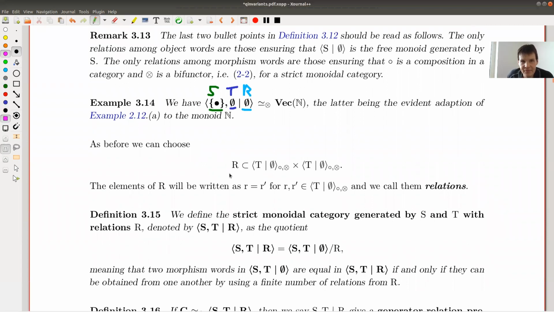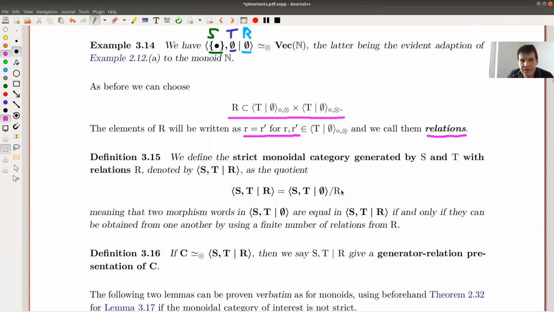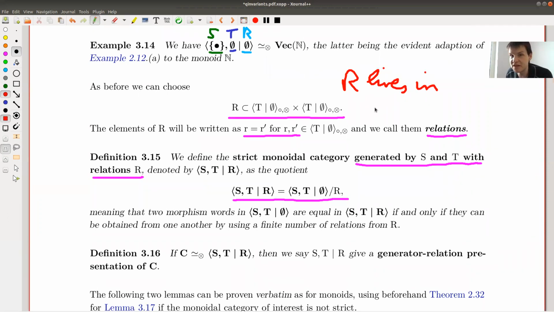Okay, and you can of course define relations the same way as before, and you kill those relations in the monoidal category generated by S and T whose relations are R. The only point to make is that the relations R now live in morphisms, right? So I'm not imposing relations on objects. Objects are the wrong things to think about in category theory. I'm imposing relations on morphisms.